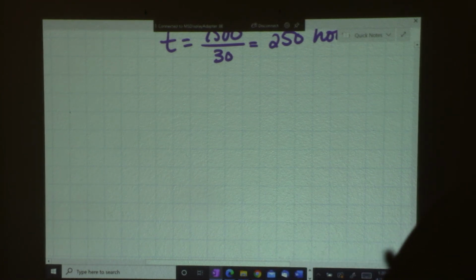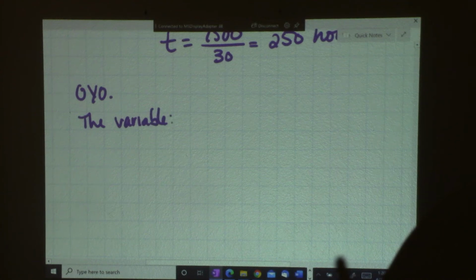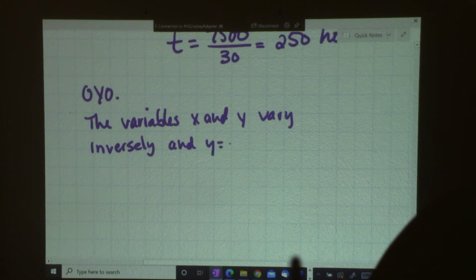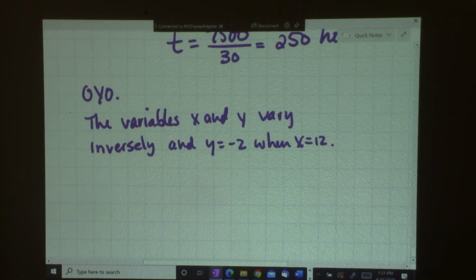All right, here's our OIOs. The variables x and y vary inversely, and y equals -2 when x equals 12. Write an inverse equation and find y when x equals -3.